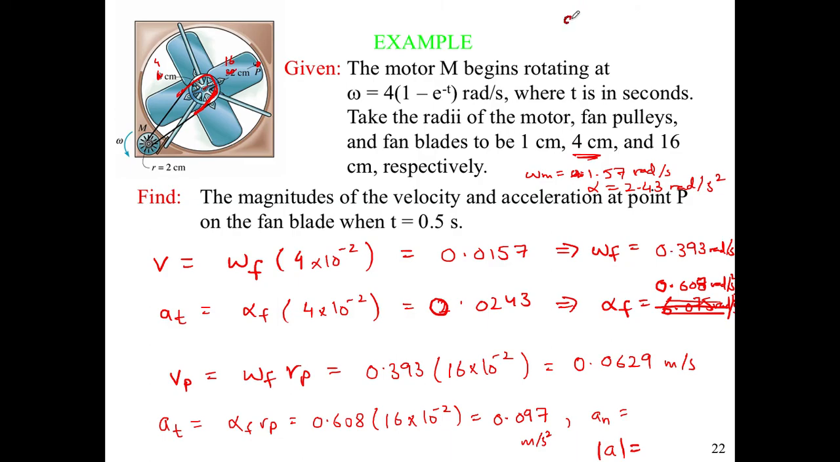In case someone does not remember, AT was alpha R and AN is omega squared R. 0.025. Perfect. So the magnitude of these two turns out to be about 0.1 meter per second squared. ठीक है जी. So please do confirm if there's anything mistake.